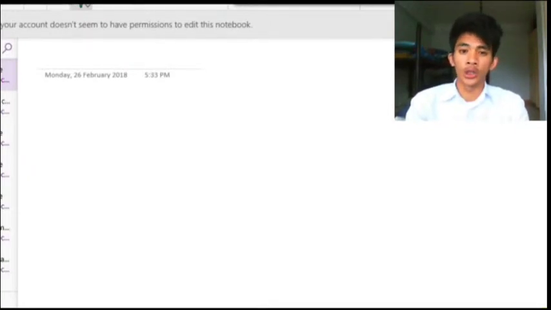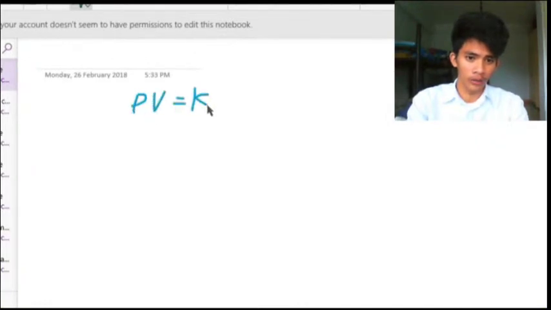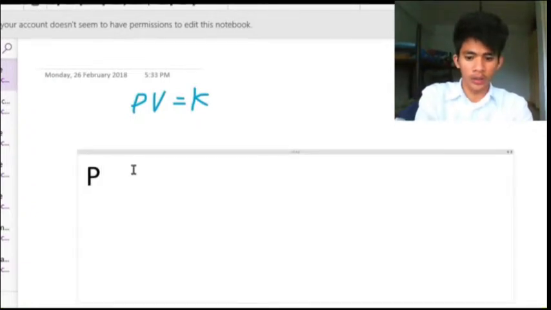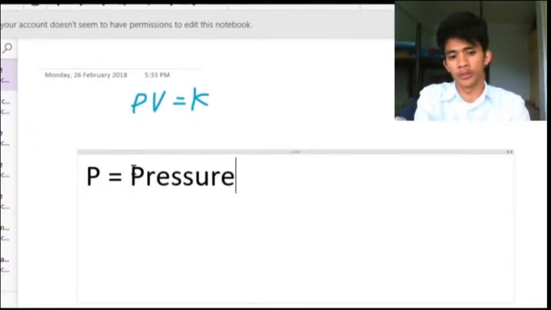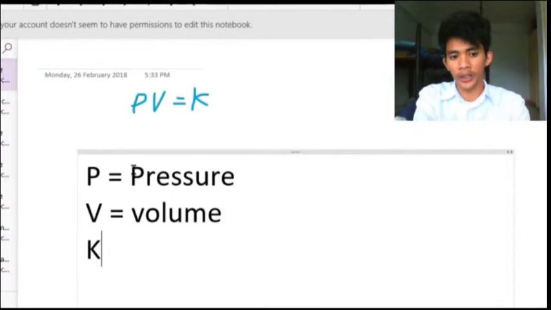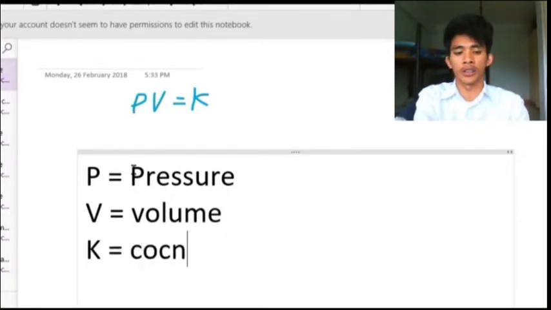In 1662, Robert Boyle discovered that when held at a constant temperature, the volume and pressure of a gas are inversely proportional. Put simply, when the volume goes up, pressure drops, and vice versa. The mathematical equation is equally as simple: PV equals K, in which P is pressure, V is volume, and K is simply a constant.